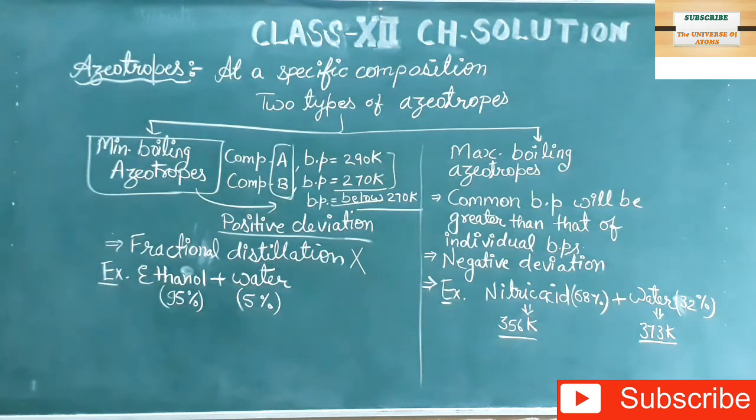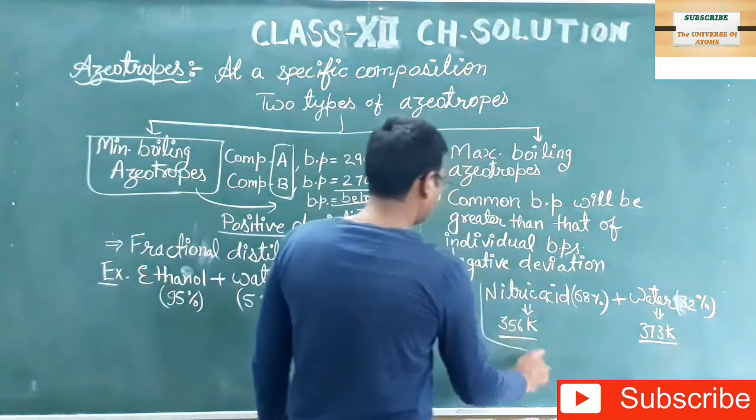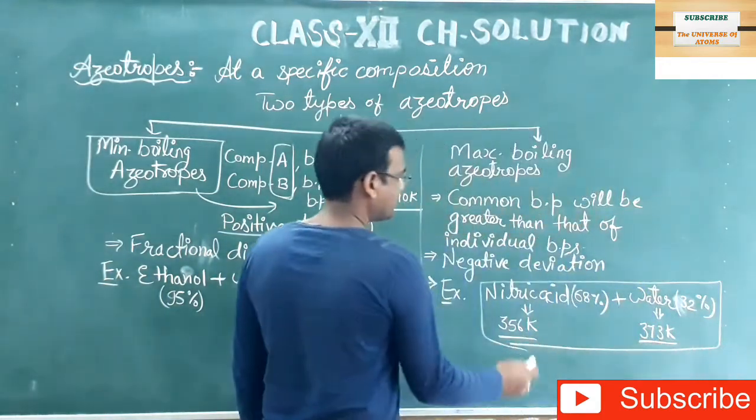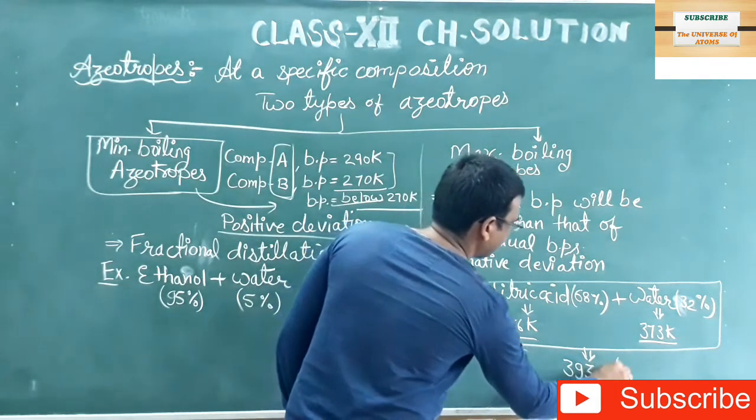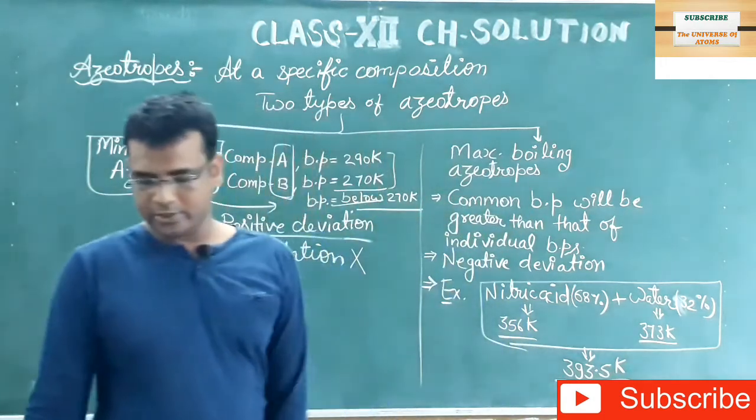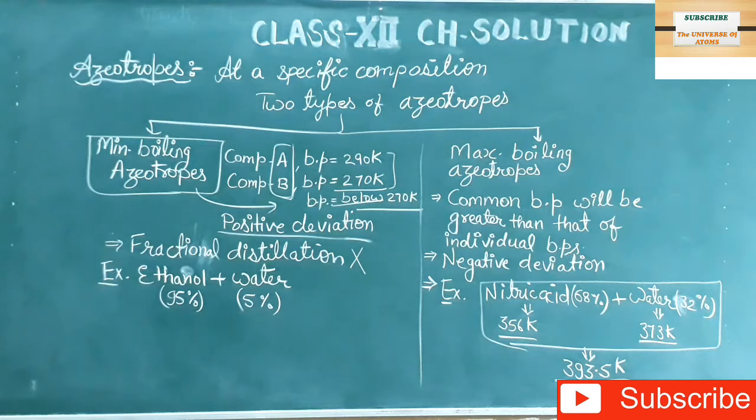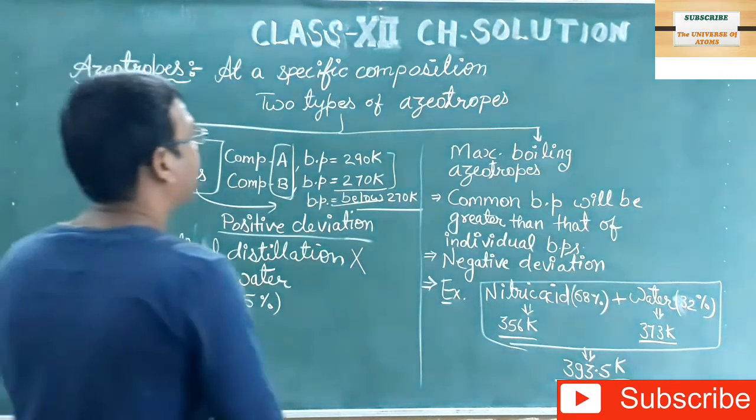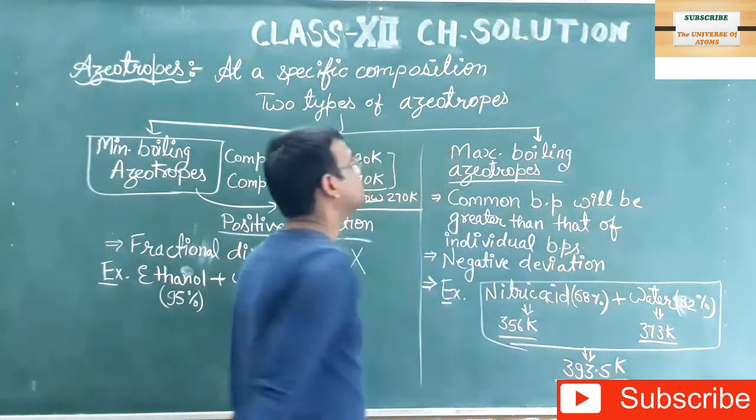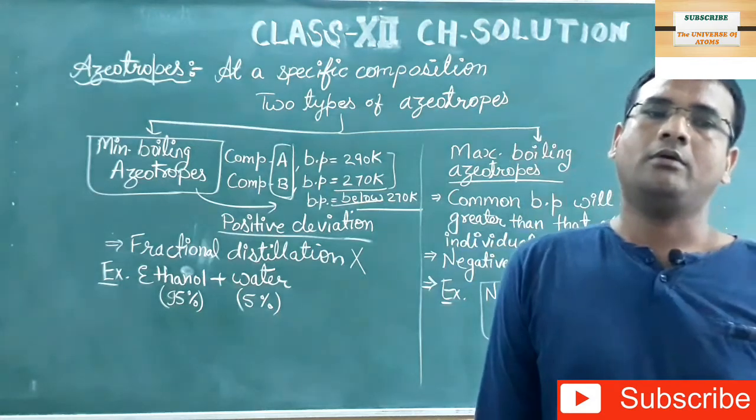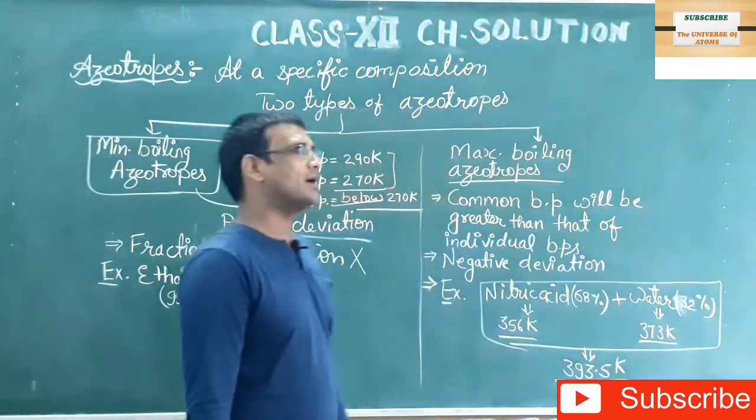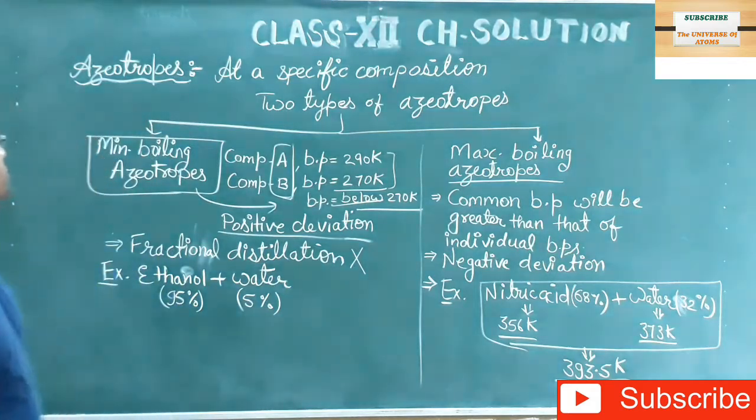But when this azeotrope mixture is prepared, the common boiling point of this mixture is 393.5 K. This is the common boiling point of this maximum boiling azeotrope. So this was the concept of azeotrope. Keep revising this one, because sometimes these types of easy questions are also asked in the exam. Okay, next unit after this one.